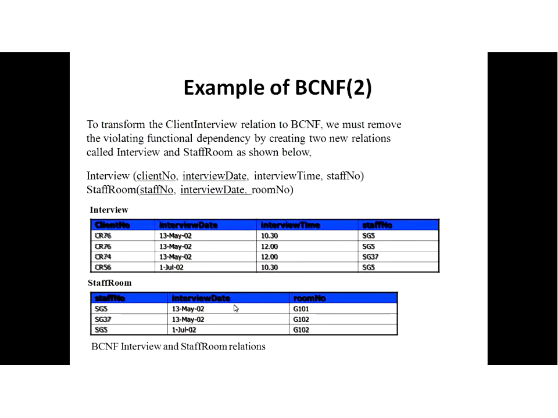To transform the client interview relation to BCNF, we must remove the violating functional dependency by creating two new relations called interview and staff room as shown below. We can make a table for interview in which client number, interview date, interview time and staff number are mentioned, and we are making a separate table for staff room where staff number, interview date and room number are mentioned.